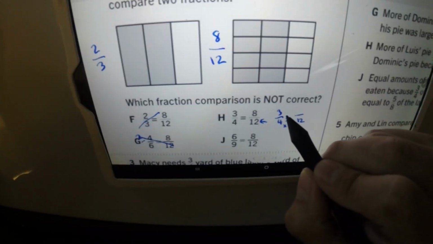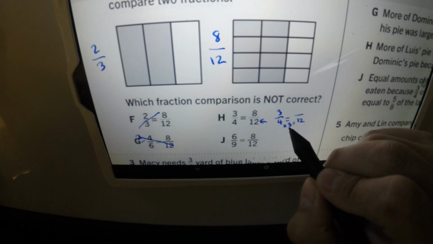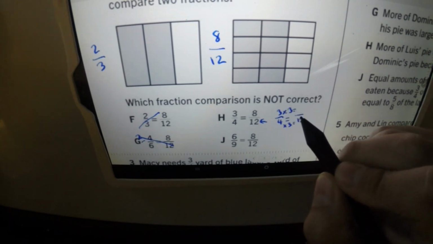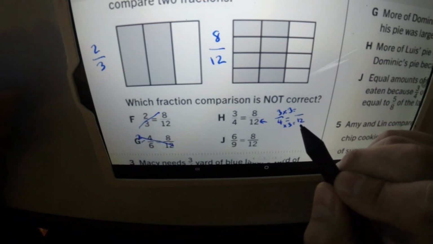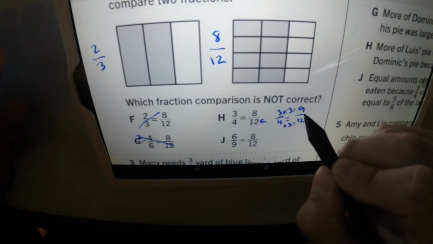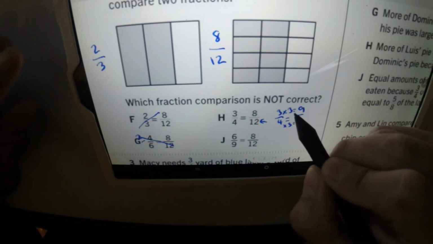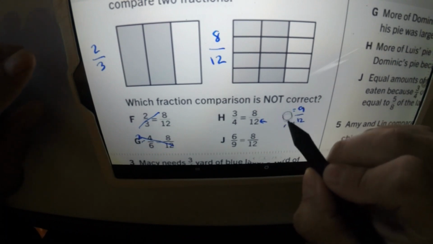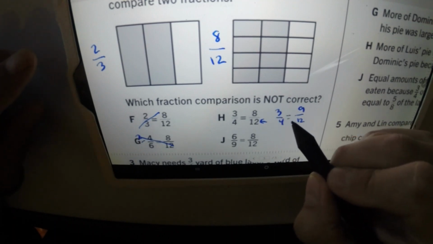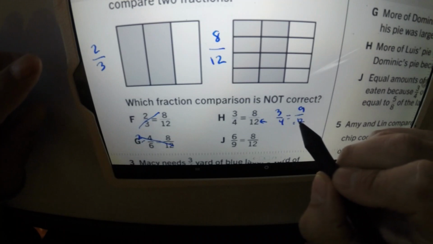Now we're going to multiply the numerator by the same number we multiplied on the bottom. So 3 times 3 equals what? I'll count them out. 3, 6, 9. So that's 9 over 12. So 3/4 is equal to 9/12. This is the same thing. 3/4 is the same as saying 9/12.